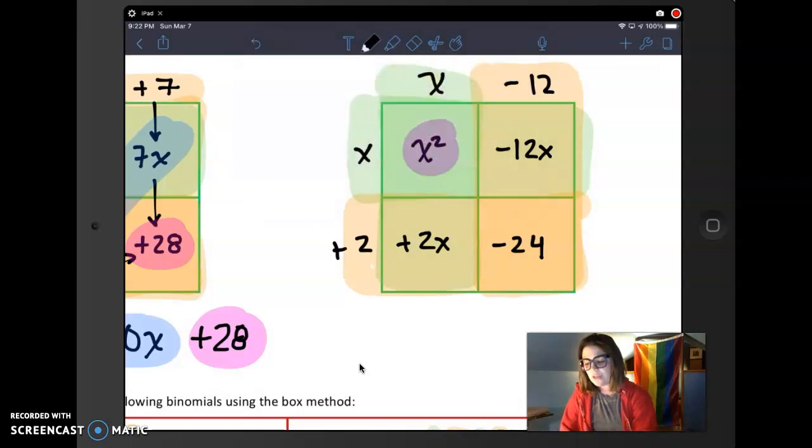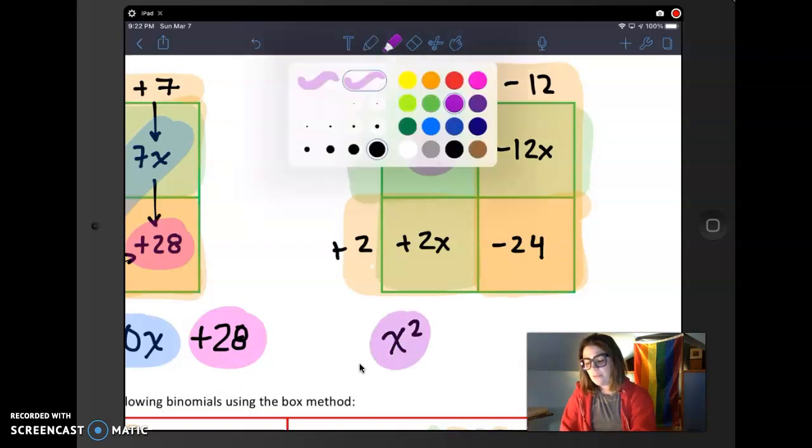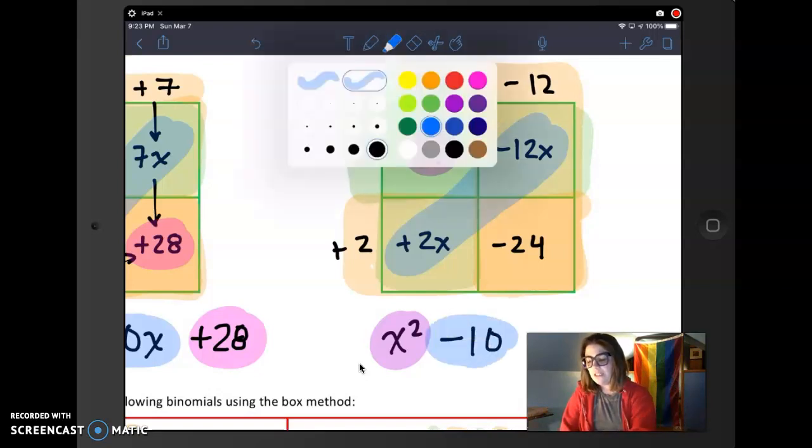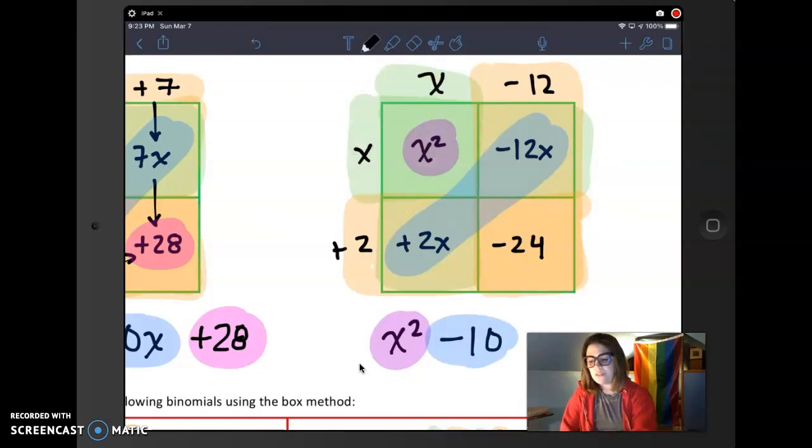We have x squared. X squared goes right here. Then we're going to take the diagonals and add them together. This is always the same, so 2 plus negative 12, or you could do negative 12 plus positive 2. You're going to get negative 10.